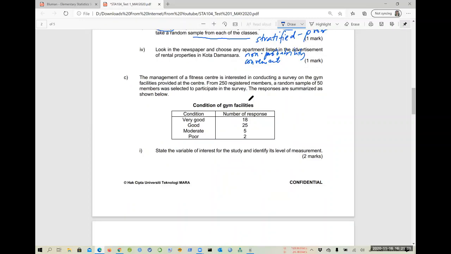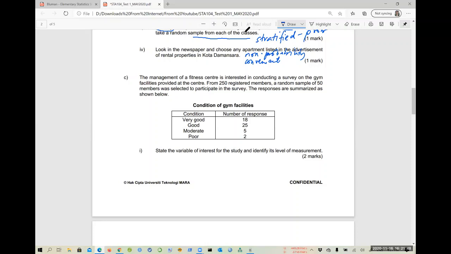Okay, the next one is similar to the past semester exam. They give you a scenario, a situation, and based on the situation, you have to answer several questions related to sampling techniques, data collection methods, variables, and so on. The situation states that the management of a fitness center is interested in conducting a survey on the gym facilities provided at the center. From 250 registered members, a random sample of 50 members was selected to participate in the survey. The responses are summarized as below.